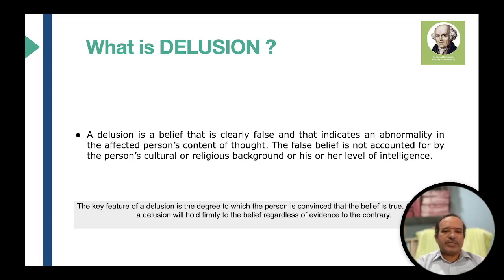The key feature of delusion is the degree to which the person is convinced that the belief is true. A person with a delusion will hold firmly to the belief regardless of evidence to the contrary. Even if someone says that it is not true, even if someone really convinces them, they won't believe. I mean, they won't come into the normal state. They think that it is there, and they will hold a firm belief in their perspective.